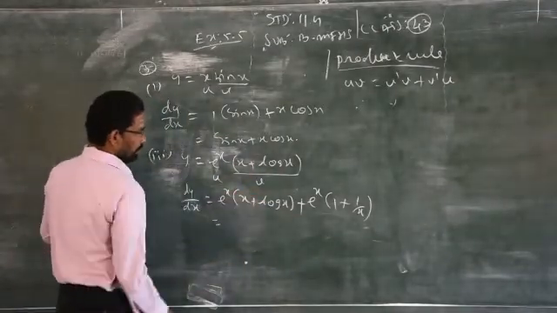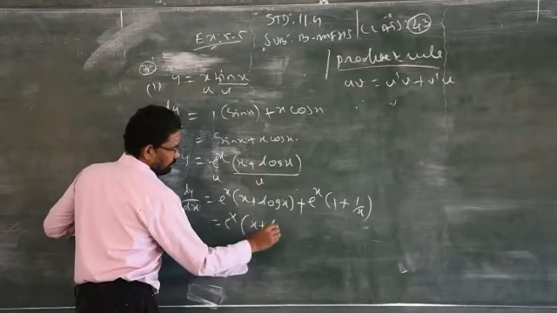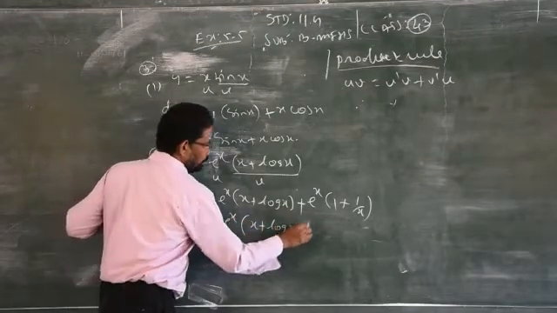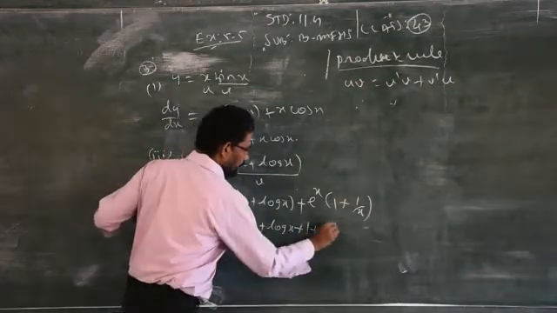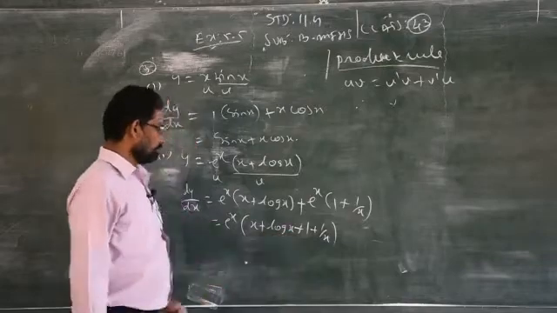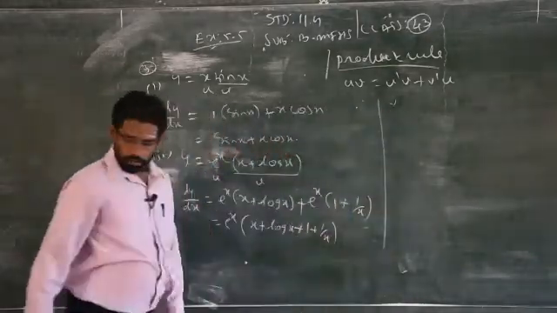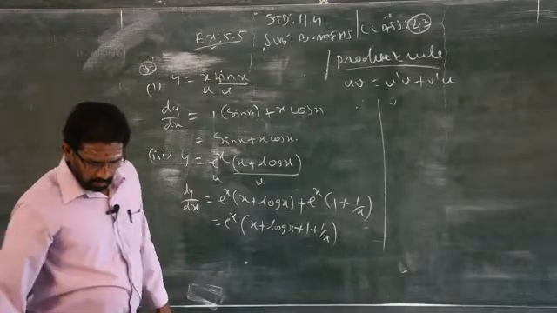Clear? So, what is the common factor of these two terms? e power x. So, e power x (x plus log x plus 1 by x). So, simplify by taking LCM as x, and you will get the required answer. Clear? Now, sum number 4.